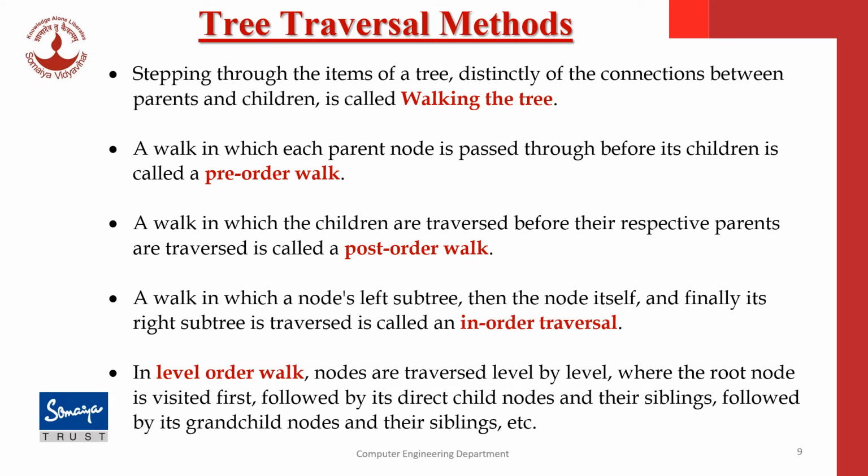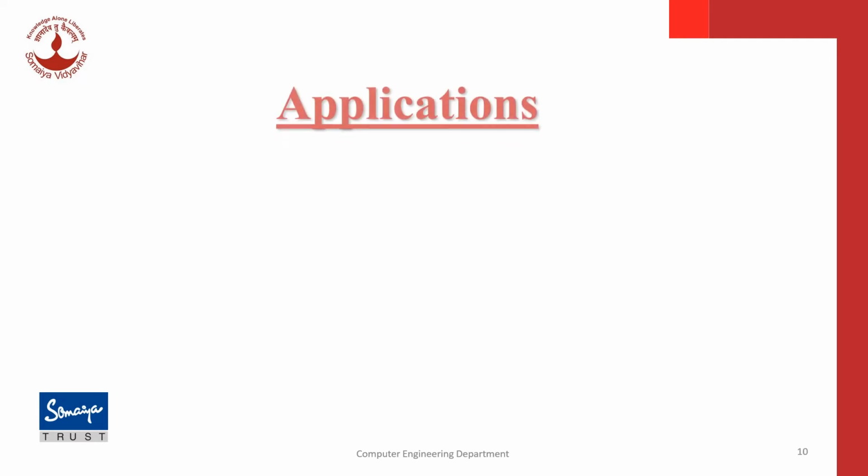Then there is also the level order walk, where the nodes are traversed level by level, starting from level 0, coming to level 1, 2, till the leaf node, till the last level. So nodes are traversed level by level, where the root node is visited first, followed by its direct child nodes and their siblings, followed by its grandchild nodes and their siblings, etc.